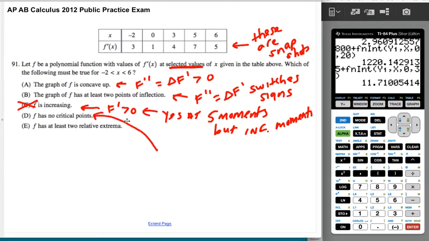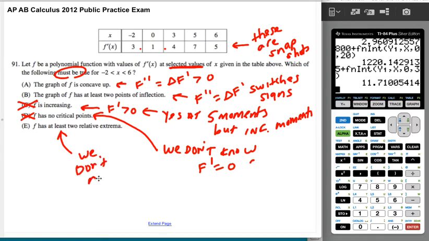F has no critical points. We also don't know that because we don't know, right? It says which of the following must be true, and we don't know, right? We don't know how many zeros this thing has, right? F prime could equal 0 like 20 times, like 10 times. It could be 0 between here and here, here and here. We don't know, right? So we just don't know. F has at least 2 relative extrema. We also, again, we don't know that, right? Because there could be no critical points in here. Like, we don't know if there's any critical points in here at all, right? We just don't know. So there's just not enough information.